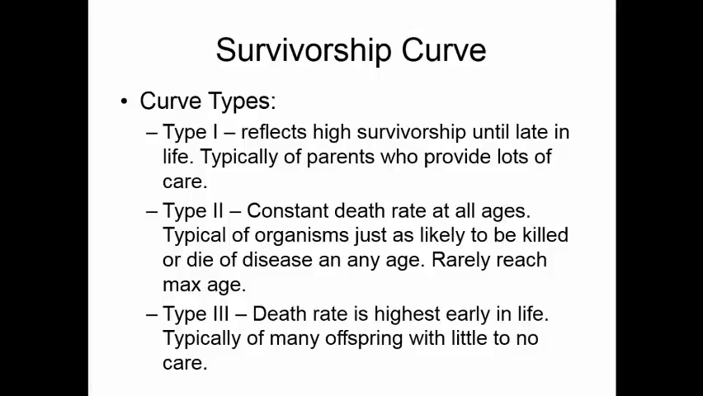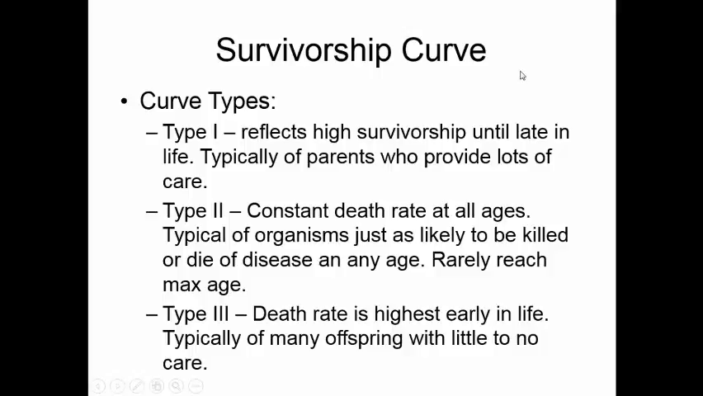Type 3, the death rate is highest early in life. These are the organisms that produce lots and lots of babies, and most of those babies get weeded out. A lot of fish do this. There are certain fish that produce literally millions of eggs, and out of those millions of eggs, 2 might actually make it to maturity. That's huge, because if 2 of them make it completely to adulthood each time they reproduce, then the population is increasing pretty significantly. So type 3 is all about producing lots and lots of offspring, but providing little or no care to those offspring and hoping that at least some of them make it.